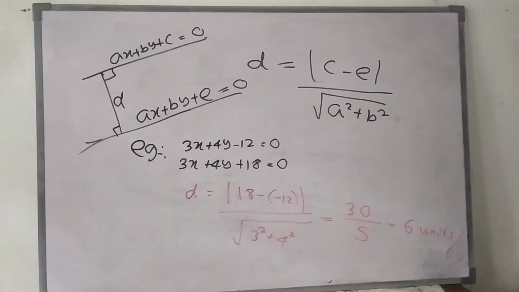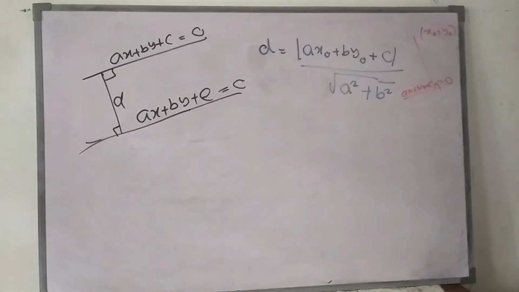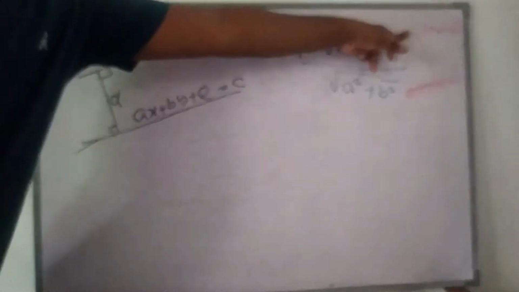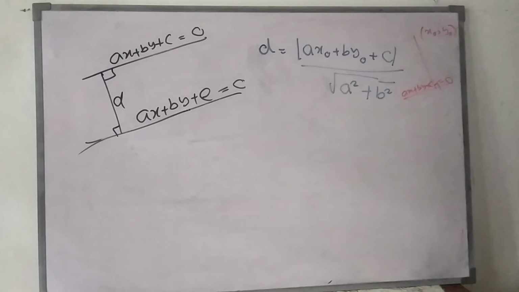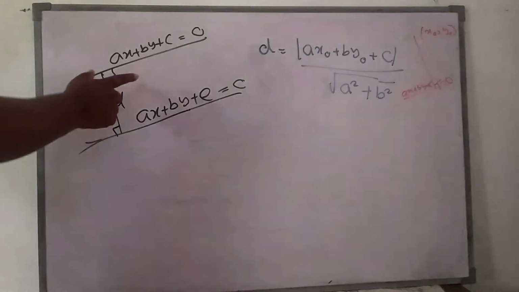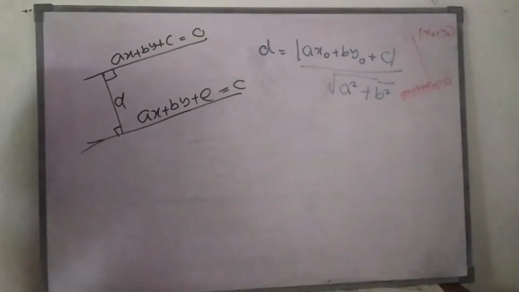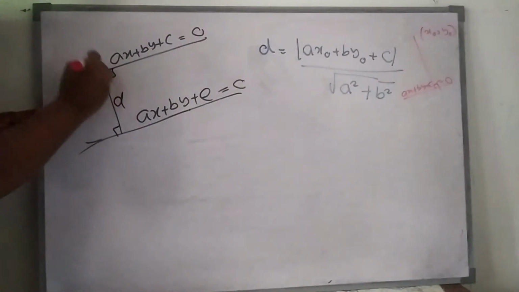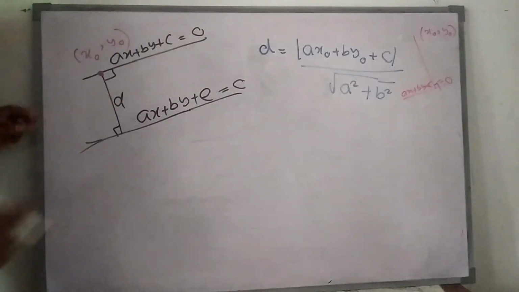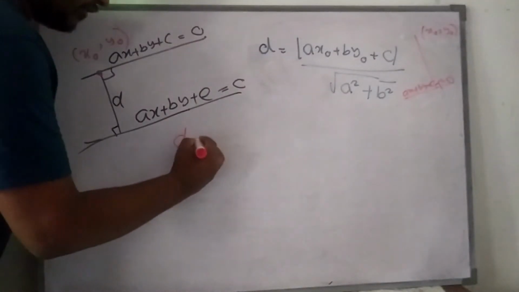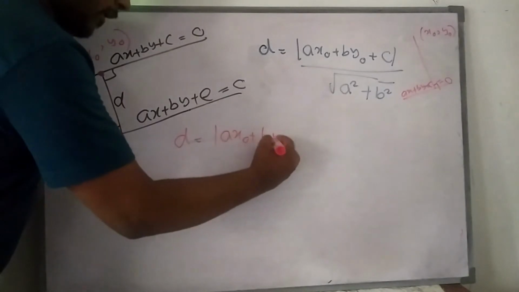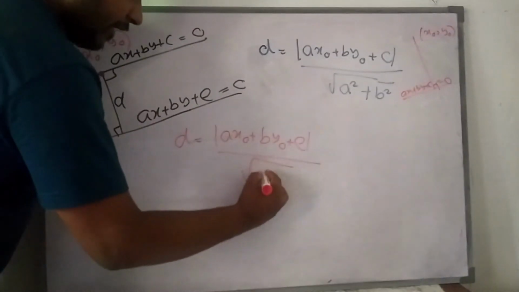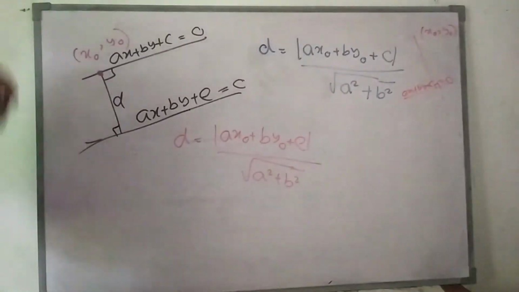So let's move to the proof, right? Okay children, can you remember last day I told you the perpendicular distance from a point to a straight line, right? So using that, I am going to prove the perpendicular distance between two parallel lines. What I am going to do is assume a point (x naught, y naught), and we can find that d, right? So d will be ax naught plus by naught plus e divided by the square root of a square plus b square, right?